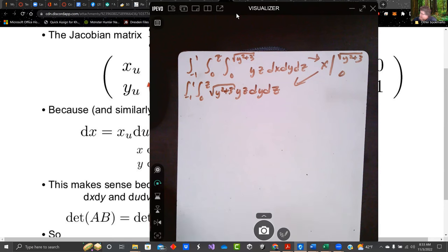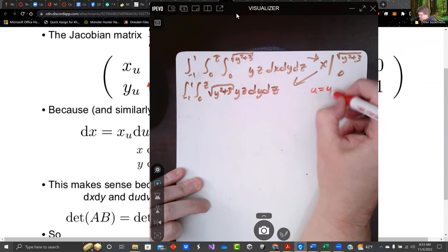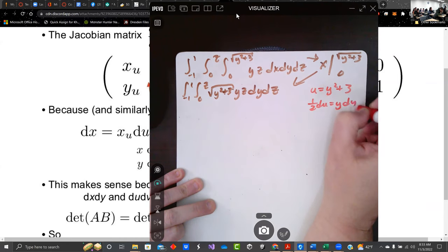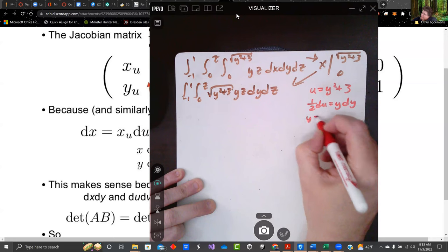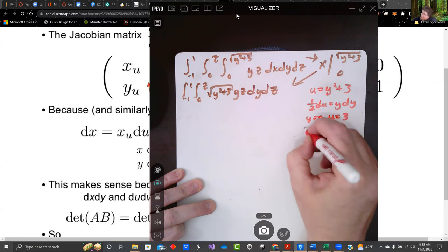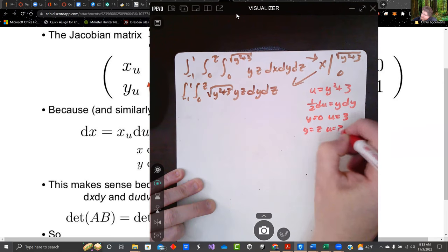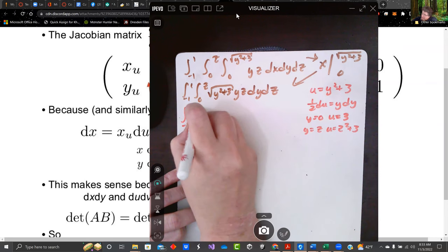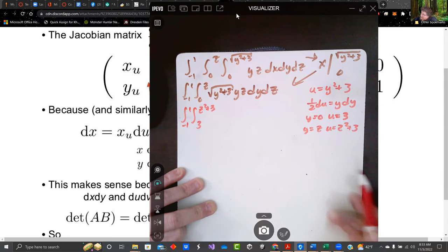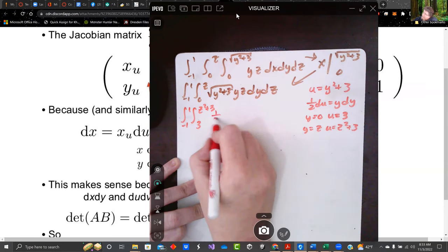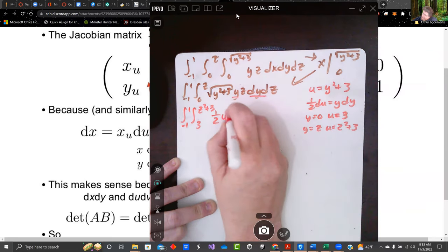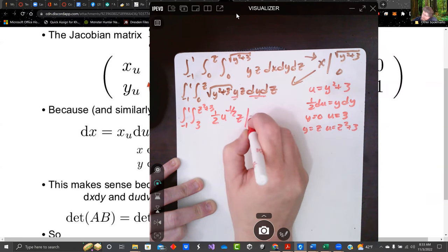All right, now we're doing y's, so I'm going to do u sub. When y equals 0, u equals 3. When y equals z, u equals z squared plus 3. It's good to know. I get a 1/2 in there. The y goes away with the dy. I've got u to the 1/2 z du dz.